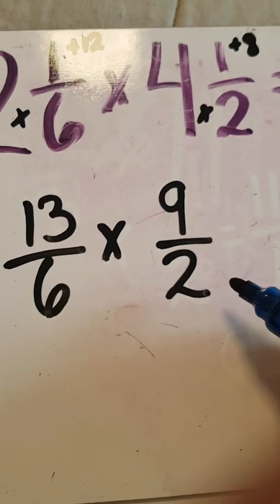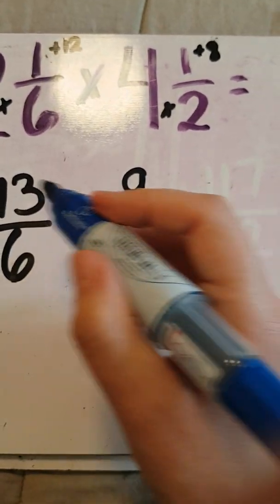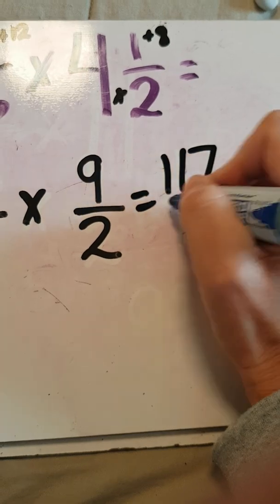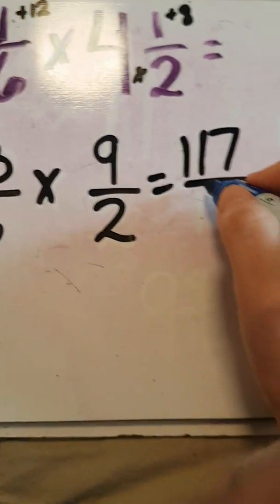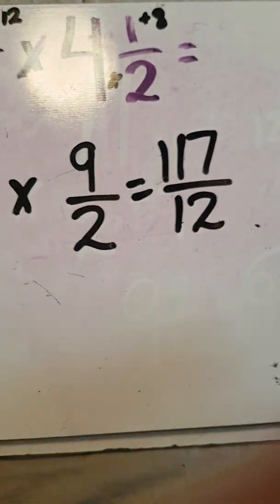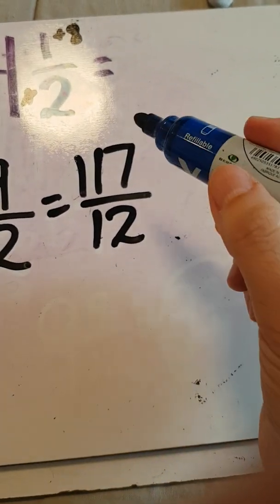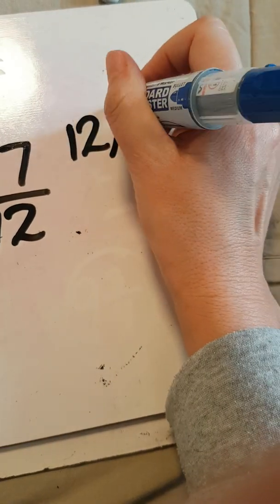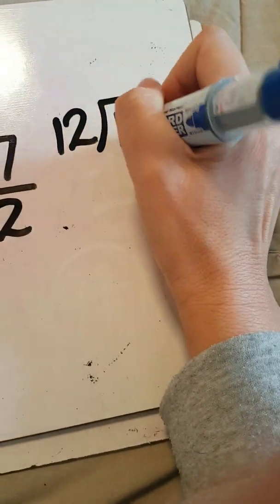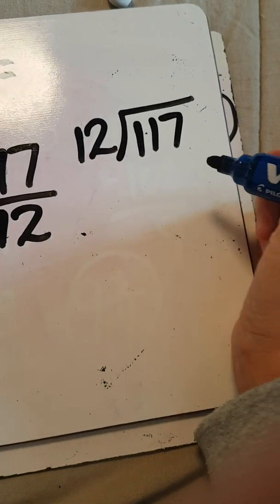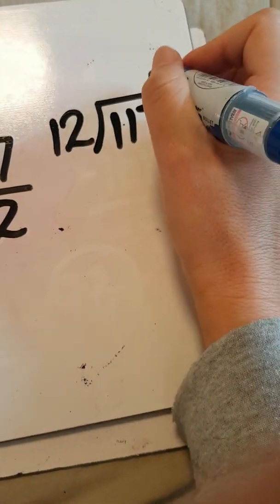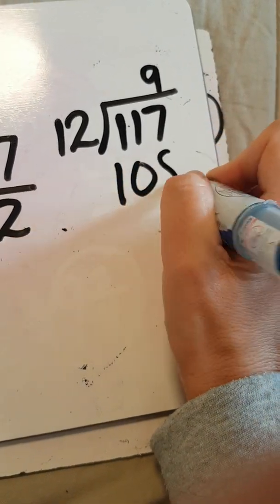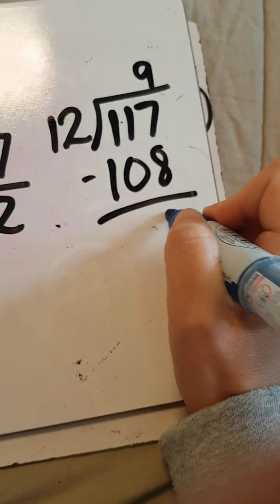At this point, this should look like the types of problems we've been looking at. 13 times 9 is 117. 6 times 2 equals 12. I immediately can see that my numerator is larger, so I am going to divide. All right, so 12 goes into 117 9 times. 9 times 12 equals 108. I subtract and I get 9.